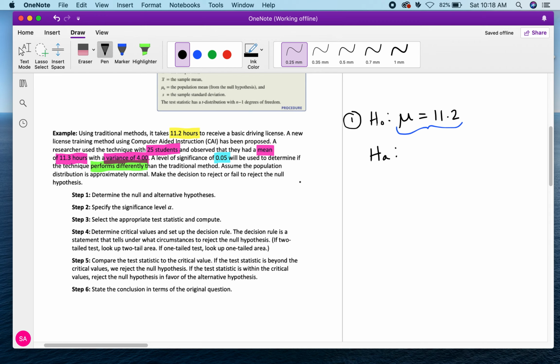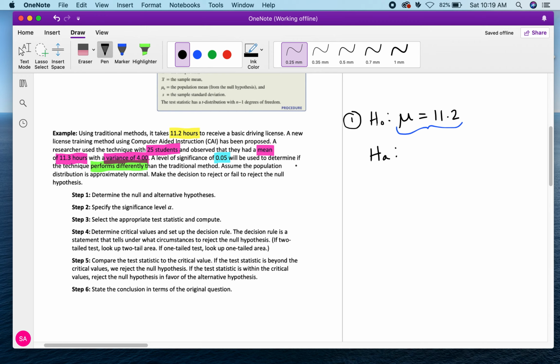And so if we read the sentence, nothing's going to come from the sample data. The sample data is what we use to calculate the test statistic. I shouldn't say nothing comes from it. We're not going to use the sample data in the creation of our hypotheses. We use the sample data for the test statistic.